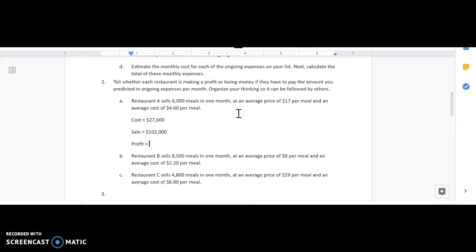$27,600 from that cost, which tells me that we are making an amount of $74,400. So in this case, this restaurant is making pretty good money. We'll see what the cost of everything else would be, right? So go ahead and do that for B and C.